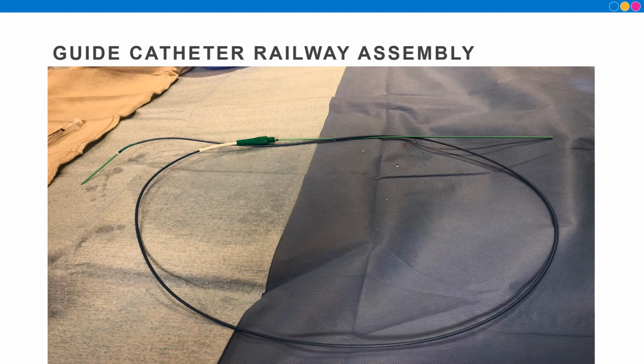This Railway dilator can be used with multiple brand guide catheters. I have used the Railway 6 French dilator with a 6 French guide catheter from Medtronic, Cordis, and Terumo, and it works well with all of the guide catheters. So you keep this guide catheter assembly ready. The tip of this 035 dilator has a hydrophilic coating and it gives a perfect transition from a 035 wire to the dilator and nearly perfect transition from the dilator to the guide catheter.